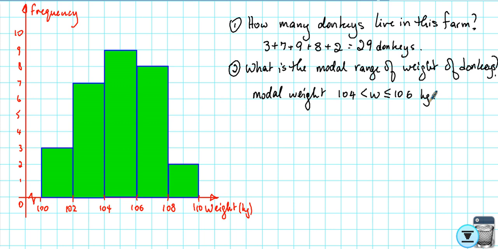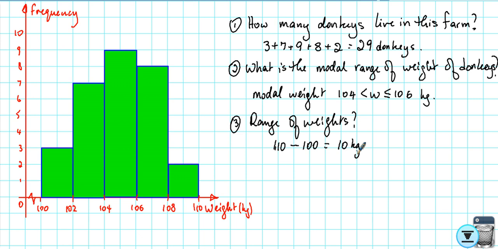We can ask for the range. For example, what is the range of weights? The range is the largest value less the smallest value. So that's a range of 10 kilograms. We can also ask for the median weight. The median class. In fact, it's not just one weight, it's a class, because they are in classes of 2 kilograms from 100 to 102, and so on and so forth.